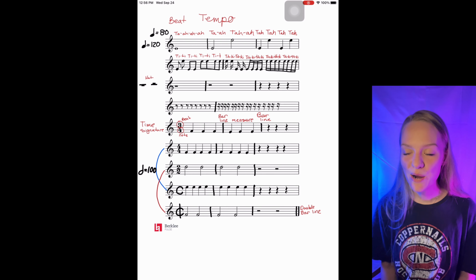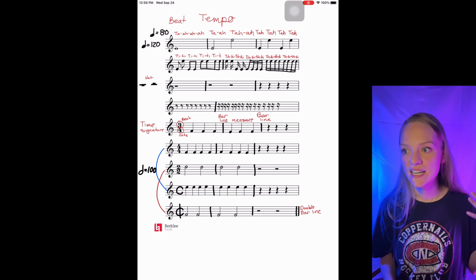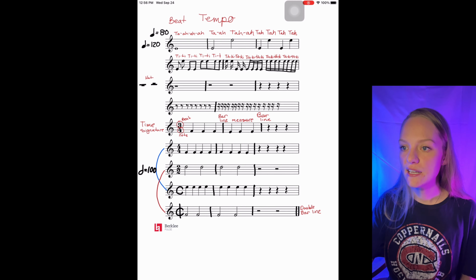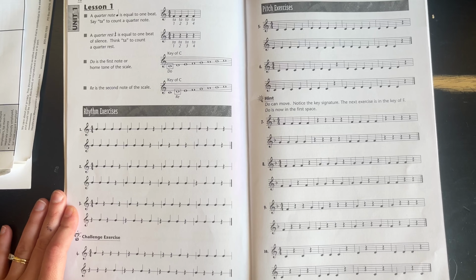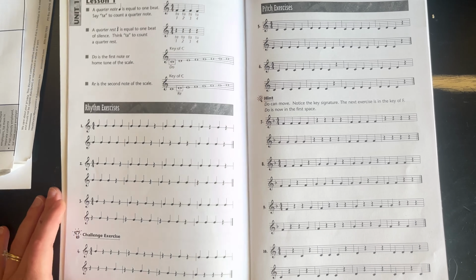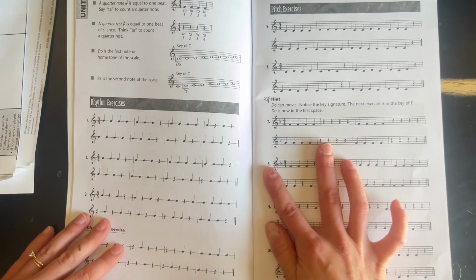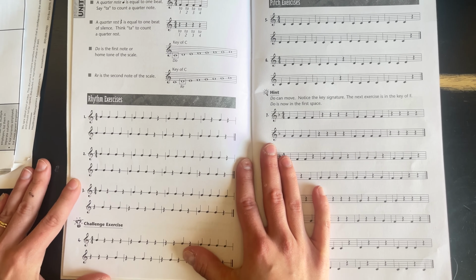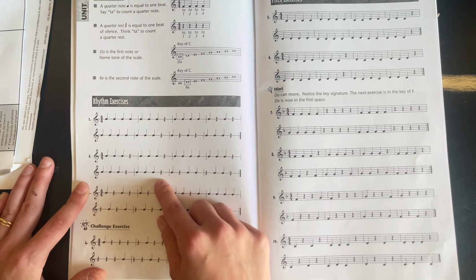All right, so now we're going to do some practice where we can count out some rhythms, and this is what counting rhythms is going to look like in real life, okay? All right, here is another book that I have that is called Sing at First Sight, and it has a lot of good exercises in it for these purposes. So right here we have an exercise that's in 4/4 time.